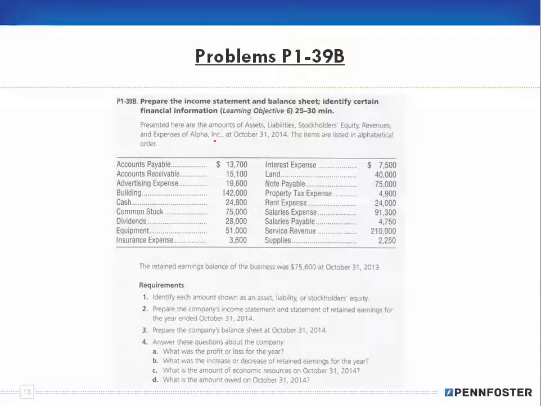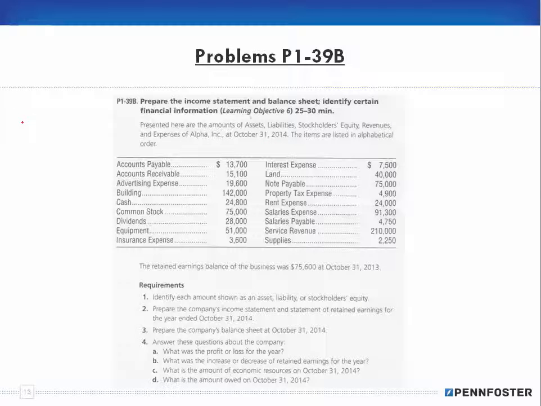we're looking here and it says presented are the amounts of assets, liabilities, and equity, revenues, and expenses of Alpha Company at October 31st. The items are listed in alphabetical order. So basically this is a trial balance for October 31st. Why? Because it lists the accounts and the balances in those accounts. Now, it's in alphabetical order.